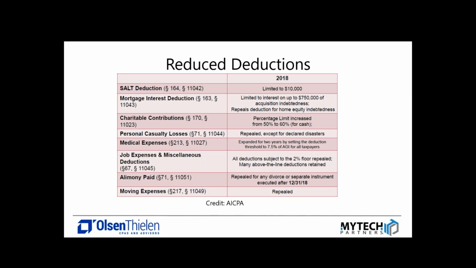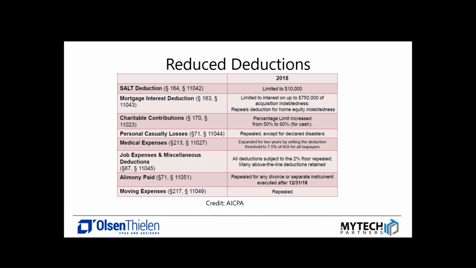And home equity indebtedness, so HELOCs, is no longer deductible unless you trace that interest to another deductible purpose, such as investment interest, or you put it into improvements to your home, then it could be deducted. But if you're taking a home equity line out on your home to purchase a new boat, that's no longer deductible. The limitation on charitable deductions has increased from 50% to 60%. Personal casualty losses are no longer deductible, with the exception of disaster areas for hurricanes, etc.